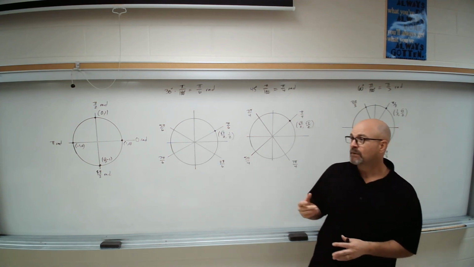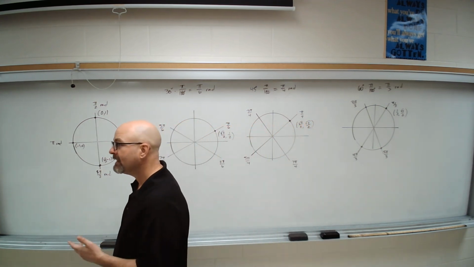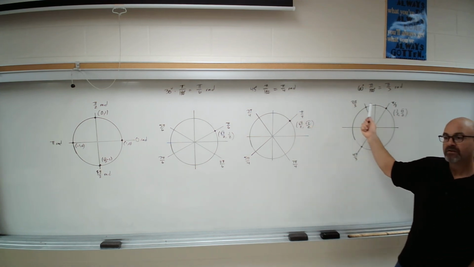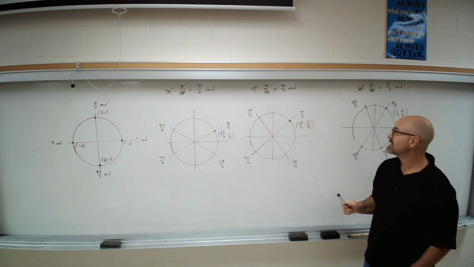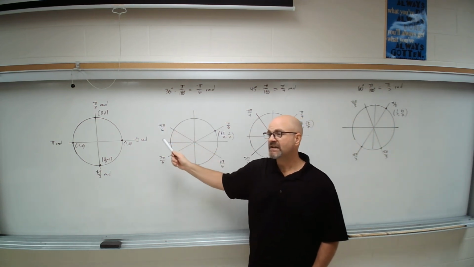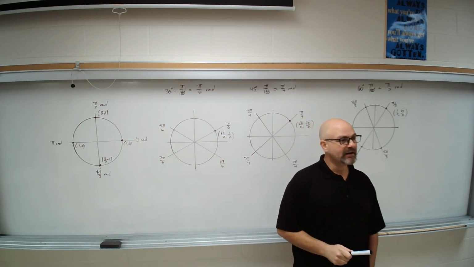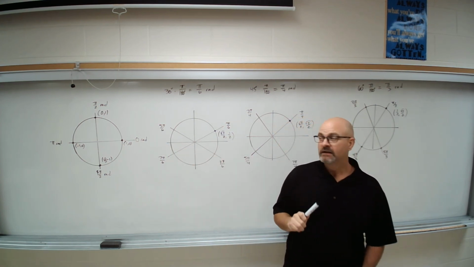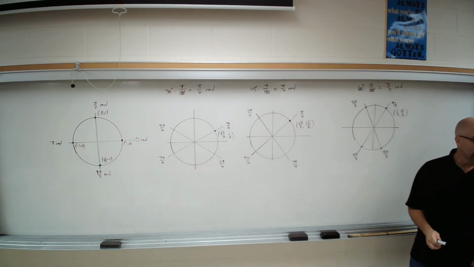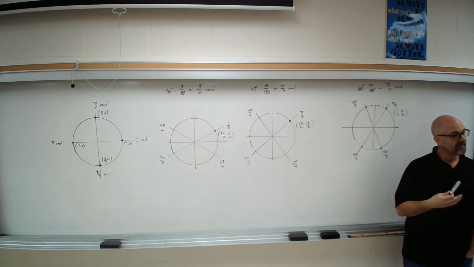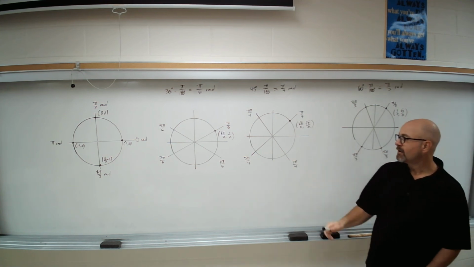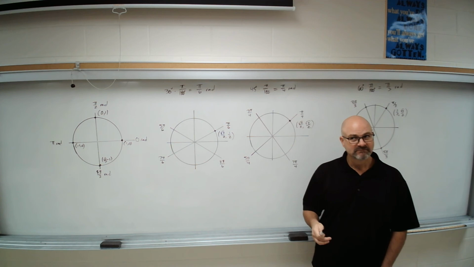So the last piece with this is how to tell which quadrant you're in. If you notice, everything in the first quadrant, it's always 1 pi over the number, isn't it? In the second quadrant, it's 2 over 3, 3 over 4, 5 over 6. Notice the numerator is 1 less than the denominator. In the third quadrant, 7 over 6, 5 over 4, 4 over 3. The numerator is 1 bigger than the denominator. Fourth quadrant, 5 over 3, 7 over 4, 11 over 6. Everybody see that pattern?